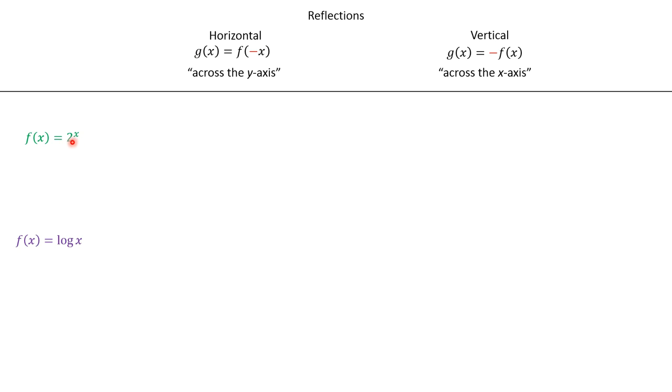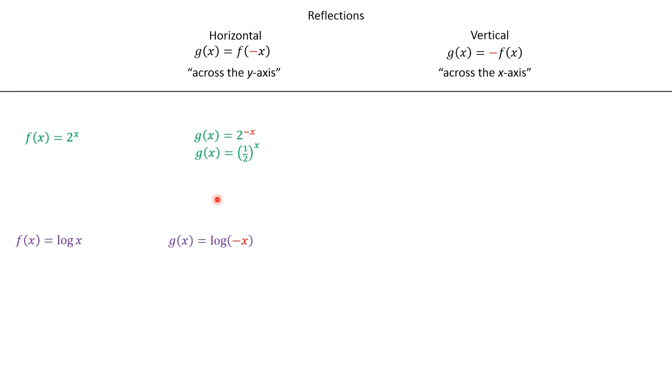So if we take the x and make it a negative x, we get 2 to the negative x. We could change this around a little bit. That's 2 to the negative 1 times x. 2 to the negative 1 is just 1/2 x. So a horizontal reflection will flip the base to be a reciprocal. Kind of fun.